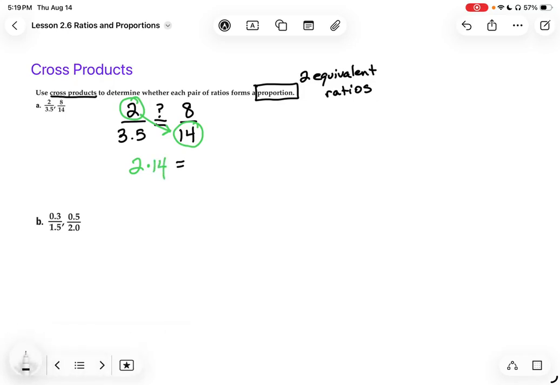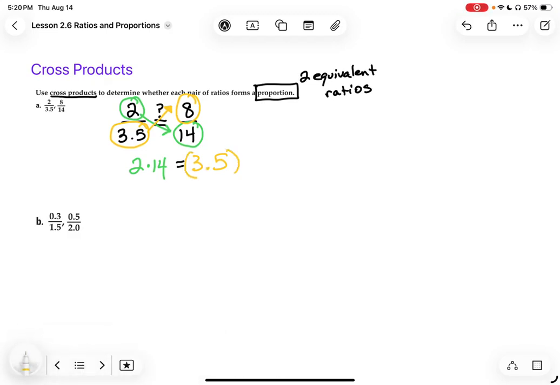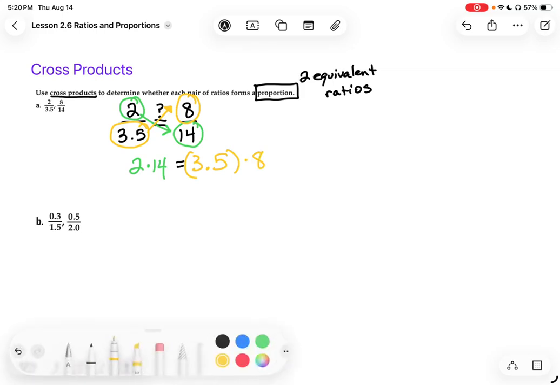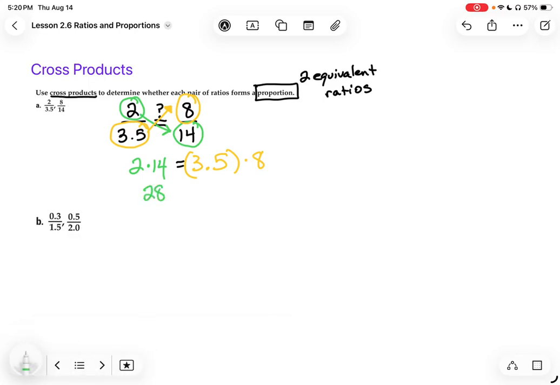Is this equal to taking the denominator of the first fraction or ratio and multiplying by the numerator of the second ratio or fraction, 3.5 times, oops, maybe I need to put that decimal point a little lower so it doesn't look like 3 times 5. 3.5, let's do parentheses just to really make sure, 3.5 times 8. Okay, so you may want a calculator here for the decimal at least, but 2 times 14 is 28.